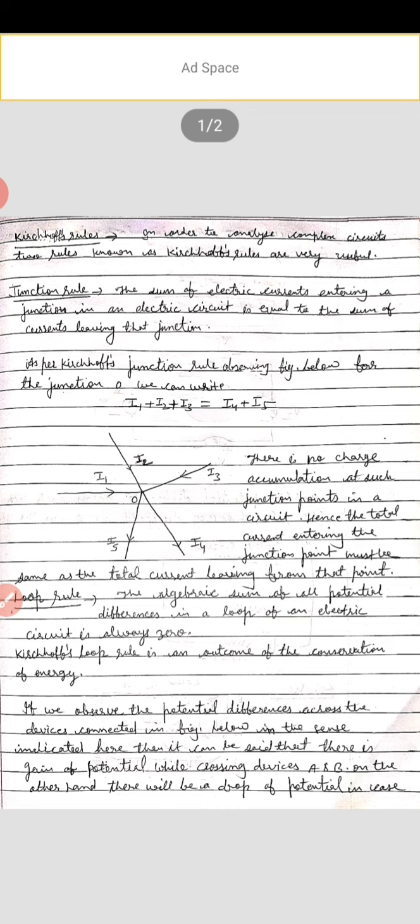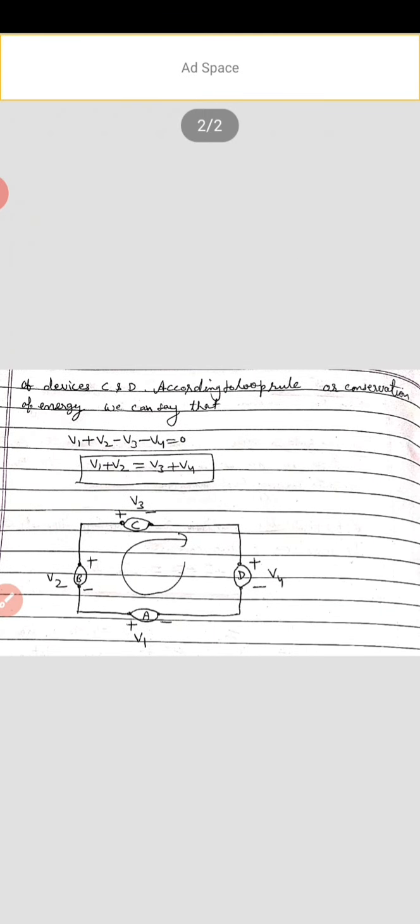Now, if we observe the potential differences across the devices connected in the figure below in the sense indicated here, then it can be said that there is a gain of potential while crossing devices A and B. On the other hand, there will be a drop of potential in case of devices C and D.